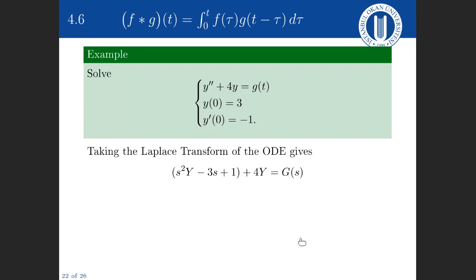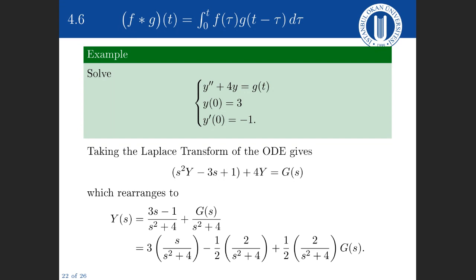What we can do is take the Laplace transform of the differential equation and then rearrange to find that capital Y is 3 multiplied by s over s squared plus 4, minus a half times 2 over s squared plus 4, plus a half times 2 over s squared plus 4 multiplied by capital G. We know the inverse Laplace transform of each one of these functions in brackets. We don't know the inverse Laplace transform of the third term, but we can use the convolution integral to write it down in terms of small g.